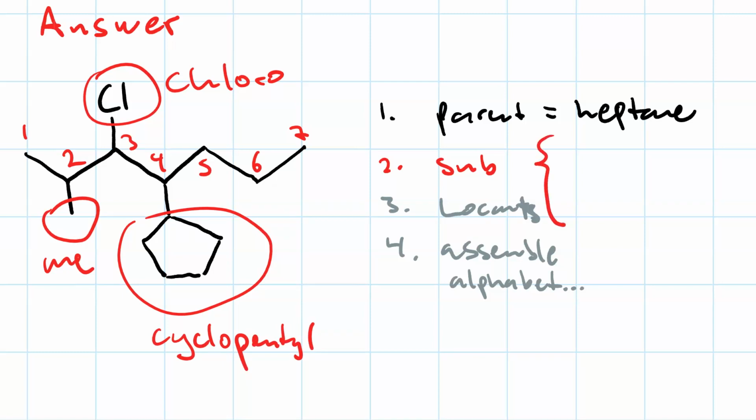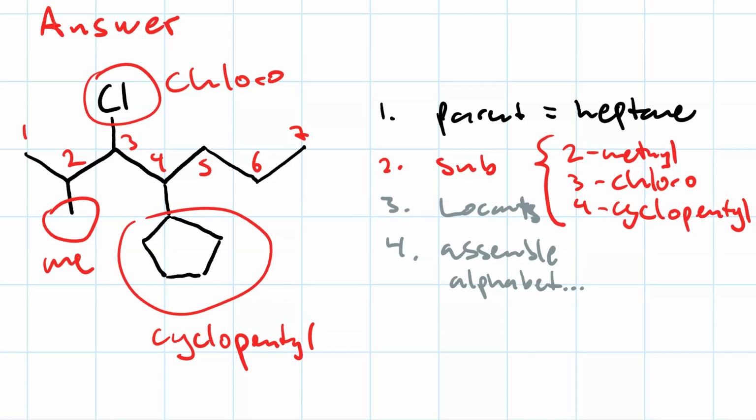So in numerical order, 2-methyl, 3-chloro, 4-cyclopentyl. As far as the locants go, numbering left to right gives us 2, 3, and 4. If we numbered right to left, we'd have 4, 5, and 6. 2, 3, 4 beats 4, 5, 6. So we're in good shape there.